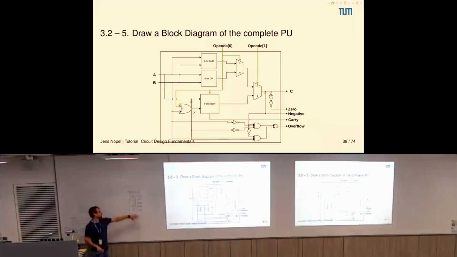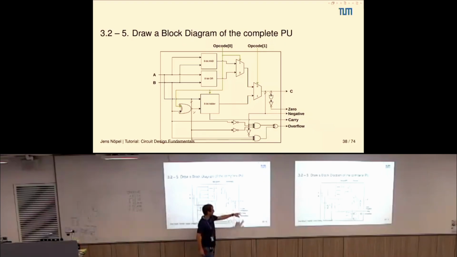If it's 0, we do the logic operation. So don't be confused about this one. You could have come up with other solutions to it, right? The mapping of opcode to the operations is completely your choice. You don't need to do it exactly like this. It's just an idea we came up with.